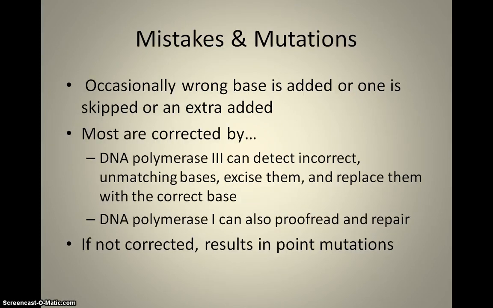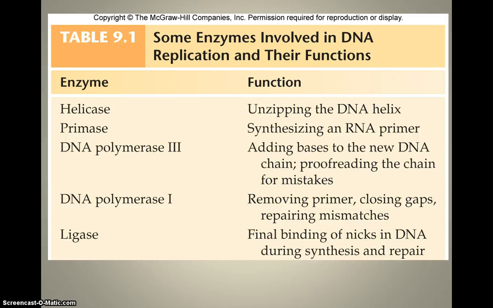Right? Now, there may be some mistakes that happen along the way where we've either added the wrong base or skipped or added an extra one in. So there's lots of different mutations. Most of these mutations are going to be corrected by DNA polymerase 3 or DNA polymerase 1, but if they're not corrected, it results in what's called a point mutation, and we'll talk about how that can lead to problems or benefits or do really nothing. So what do those point mutations mean in terms of the phenotype and the translation into proteins?